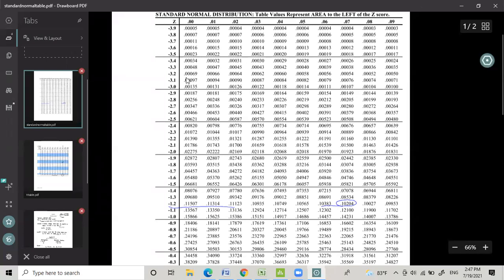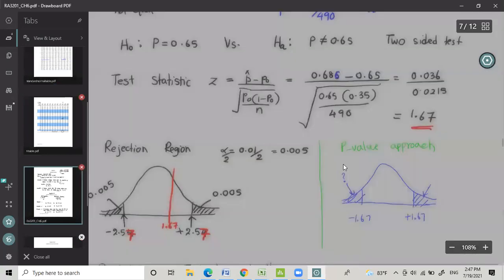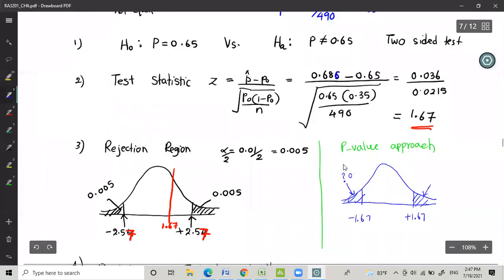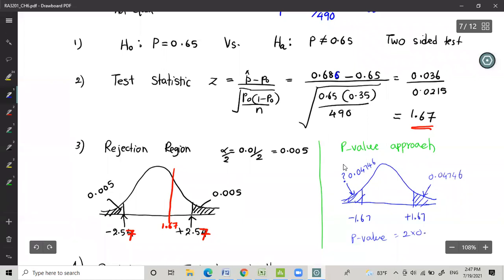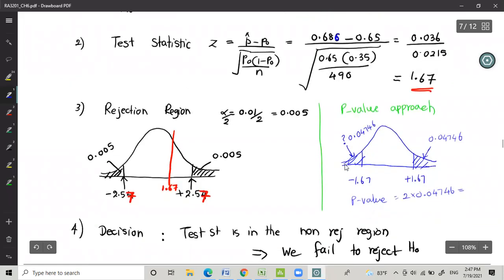So the left tail probability is 0.04746. Very good. So let's use it here. One side is 0.04746. So what is your p-value? It's twice that number. Why? Because you have to add this tail also. By symmetry, it is also 0.04746. So what is your p-value? Can you find the p-value? Multiply it by 2.